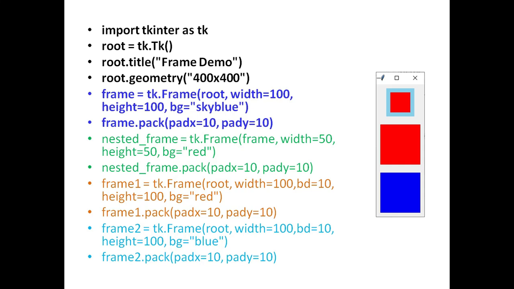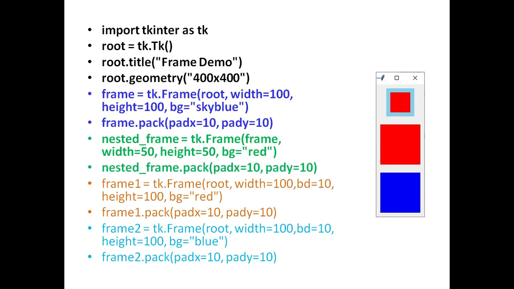And we can add a nested frame inside the frame as nested frame equal to tk.Frame and here we'll specify the parent frame as frame and we'll set width equal to 50, height equal to 50 and background color is red. So inside the sky blue window it will define another window with color red and we'll set this nested frame pack as padding x equal to 10 and y equal to 10. So it will display the nested frame with 10 pixels from the left and 10 pixels from the top.